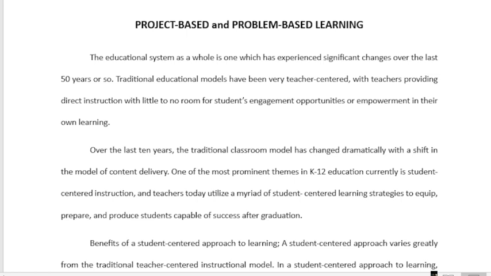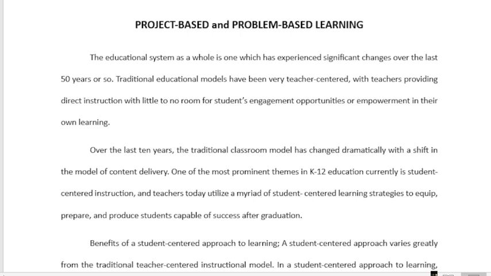Okay? So the educational system as a whole is one which has experienced significant changes over the last 50 years or so. Traditional educational models have been very teacher-centered, with teachers providing direct instruction with little or no room for students' engagement, opportunities, or empowerment in their own learning.